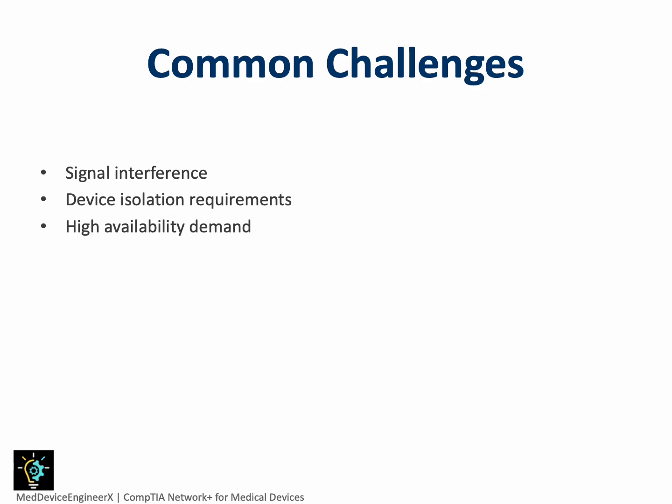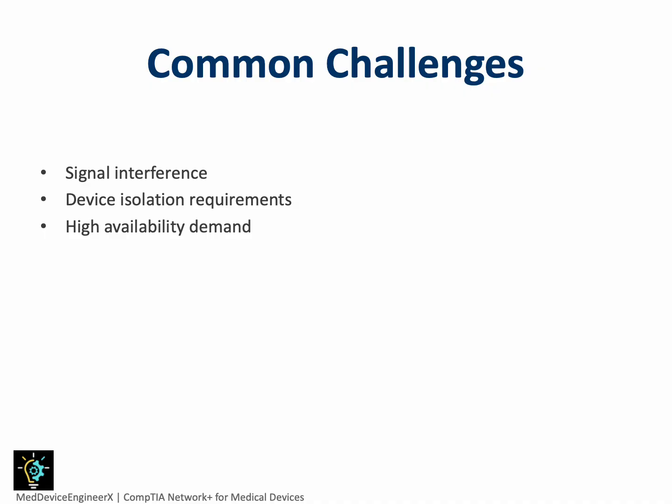Of course, distribution systems face challenges. Signal interference from hospital equipment can degrade performance. Medical devices may require electrical isolation or shielding, complicating network design. The demand for high availability in hospitals is relentless. Downtime isn't acceptable when patients' lives depend on the system.